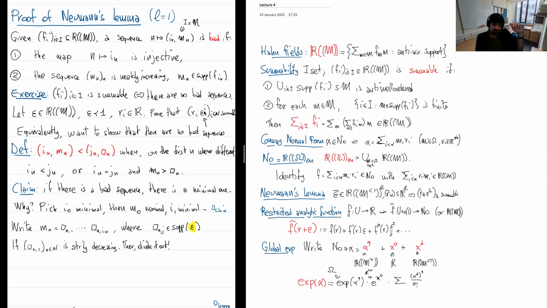So I divide each mn by the first monomial. So essentially I just delete it. The thing we should imagine is that we're just moving this guy here. And what I obtain is another bad sequence, a bad sequence where the indices all go down by 1, because now, after I divide by O and 1, every monomial is going to be in the support of epsilon to the in minus 1.